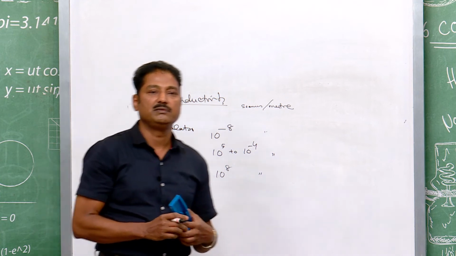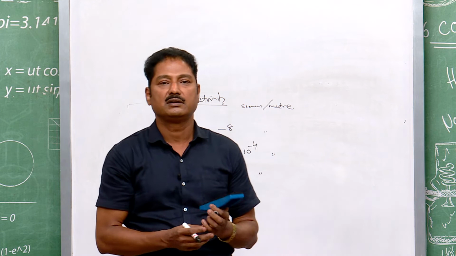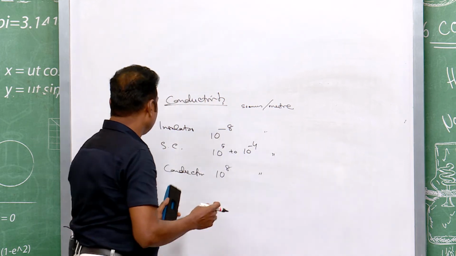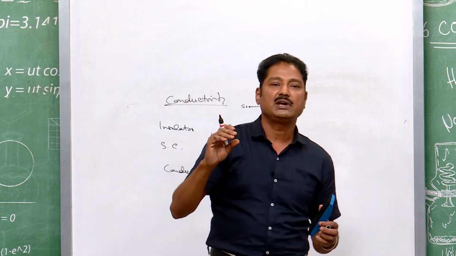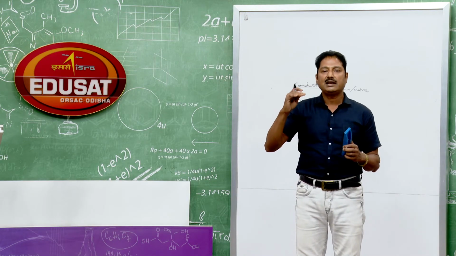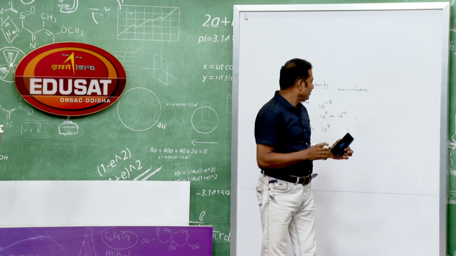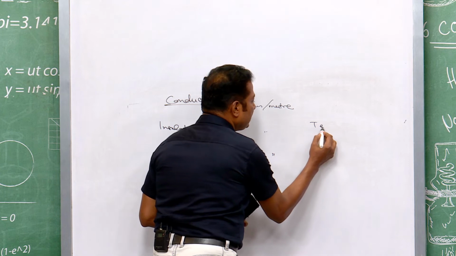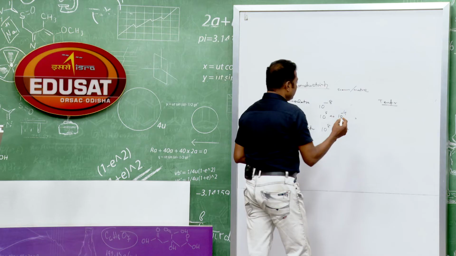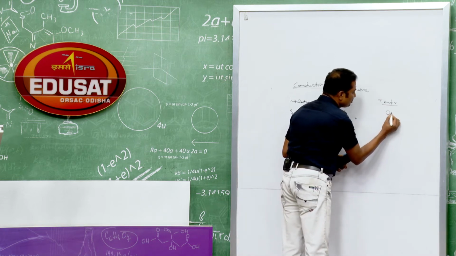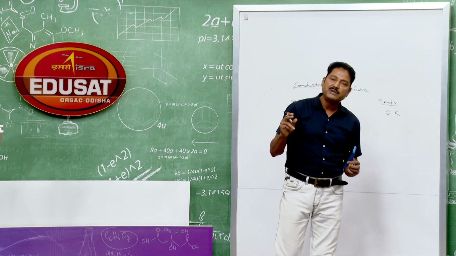So, these are the conductivity, but in pure semiconductor, the band gap is very small. So, you can get the electrons easily transferred from the valence band to the conduction band. But the temperature is also very important for conductivity of a semiconductor. If the temperature is, suppose, 0 Kelvin, then your semiconductor will behave as an insulator.